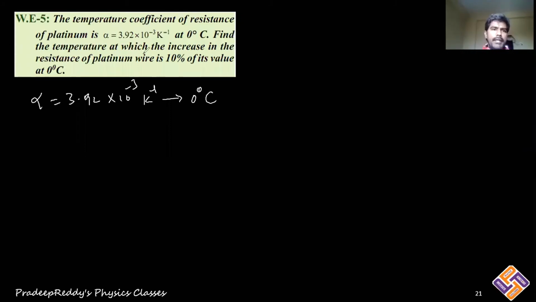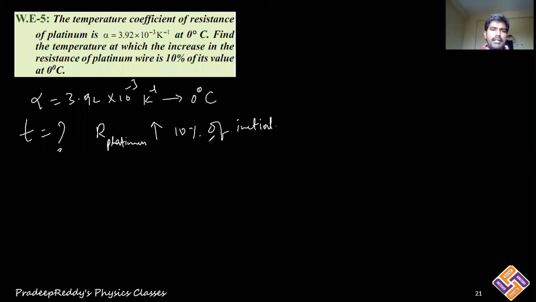Find the temperature at which the increase in resistance of the platinum wire is 10% of its value at 0 degrees Celsius. That means you are supposed to find out the temperature at which resistance of the platinum is increased by 10% of initial. This is the condition given to you.